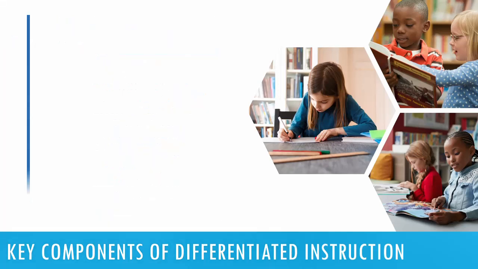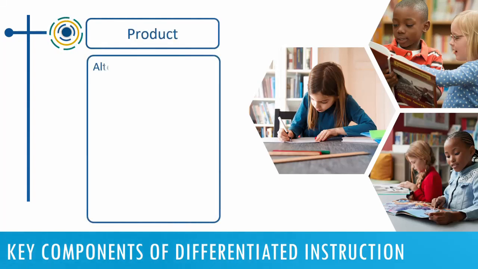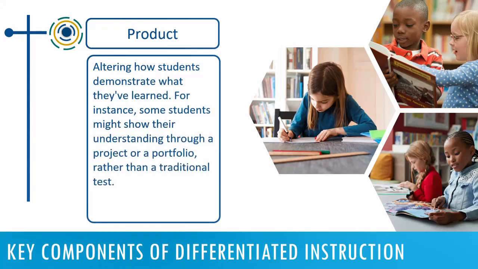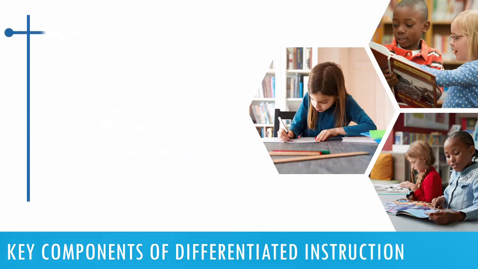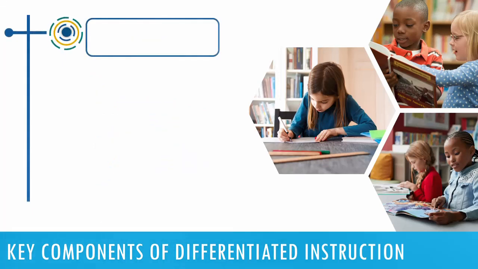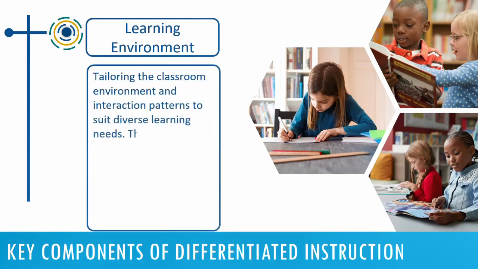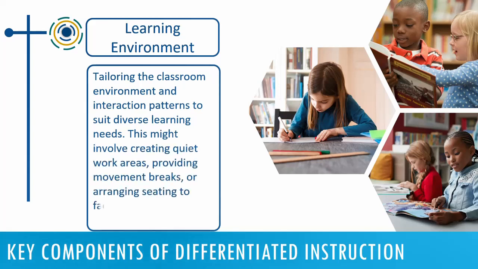Product. Altering how students demonstrate what they've learned. For instance, some students might show their understanding through a project or a portfolio, rather than a traditional test. Learning environment. Tailoring the classroom environment and interaction patterns to suit diverse learning needs. This might involve creating quiet work areas, providing movement breaks, or arranging seating to facilitate small group work.